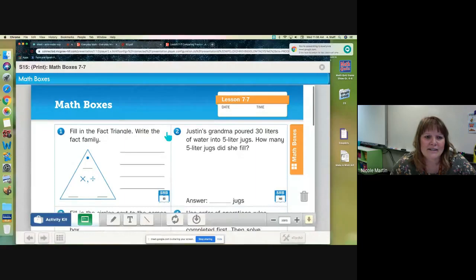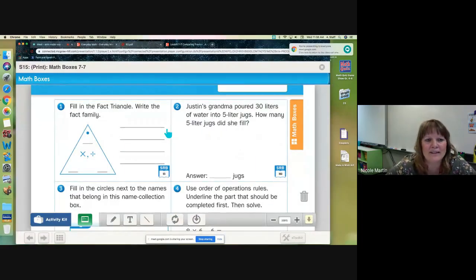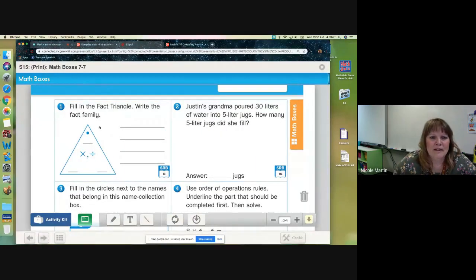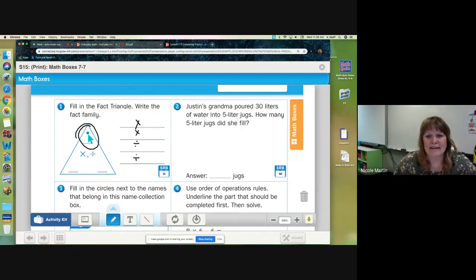All right, so we're filling in that fact triangle. Remember, you get to make up your own today, so you get to fill in any fact triangle you want. Don't forget, you need to have 2 multipliers and 2 divider numbers. And remember over here, the largest number goes by the dot.